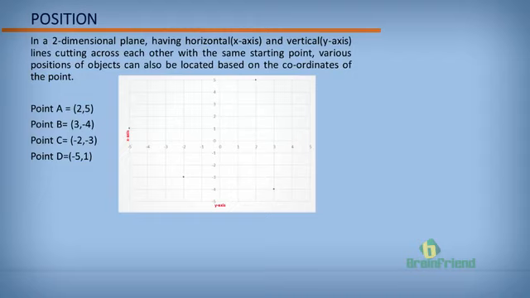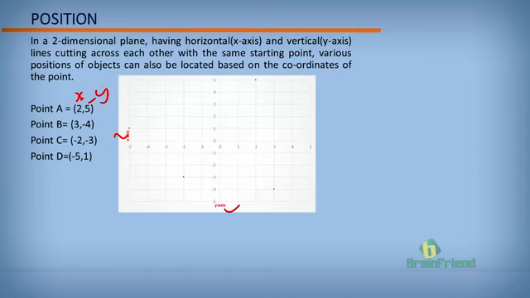Now moving on to a two-dimensional plane. This is the actual Cartesian plane, where you have your x-axis right here and your y-axis right here. The vertical axis is the y-axis, while the horizontal is the x-axis. Now we are asked to locate point A, point B, point C, and point D. Locate their positions in this Cartesian plane. Point A has the coordinates 2 and 5. 2 is on the x-axis, while 5 is on the y-axis.